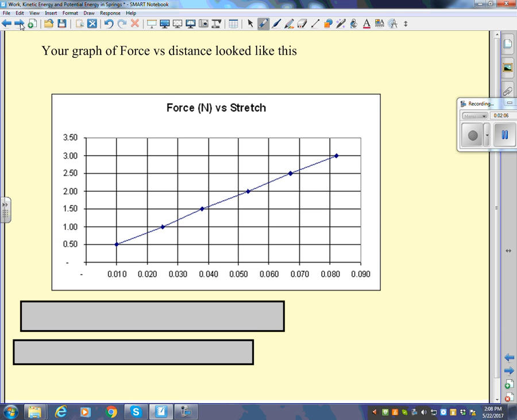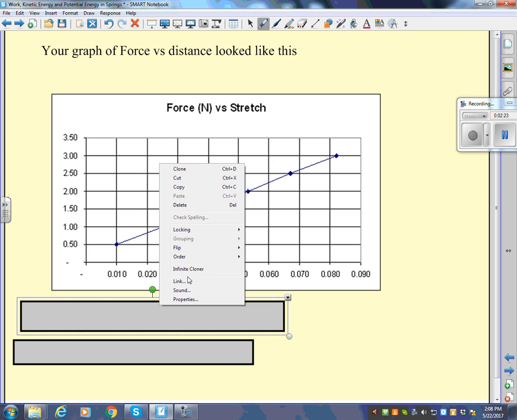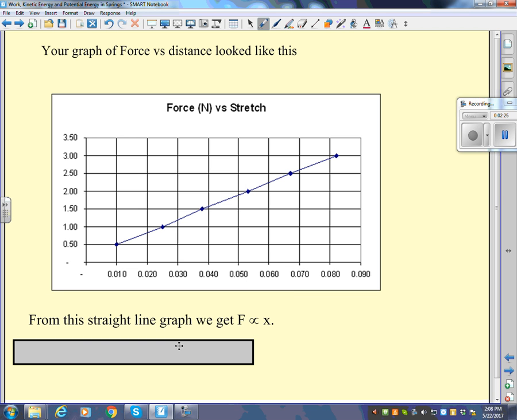Now, when you do the lab when I return, you're going to get a graph like this. I just realized that we normally do the lab ahead of time. You're going to get a nice linear relationship like this, and actually we get pretty good results. What that means is, from the straight line graph, we get that F, the force, is proportional to x. In other words, the bigger the x, the bigger the force.